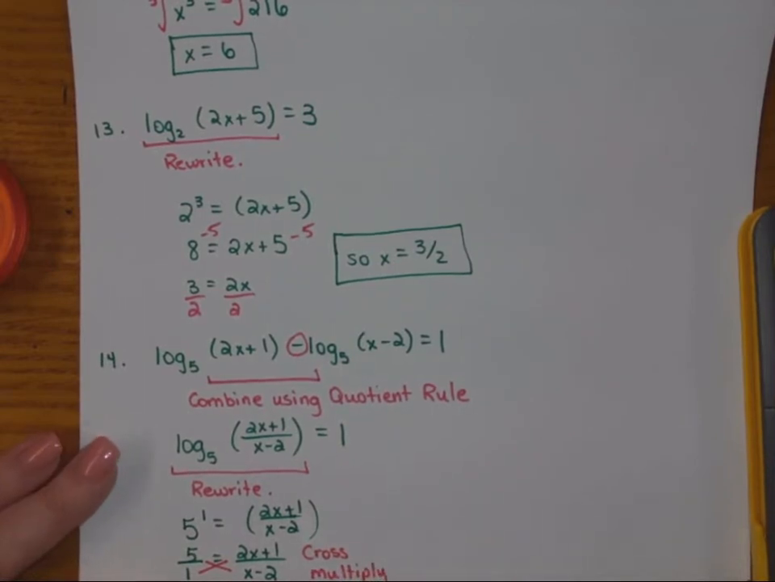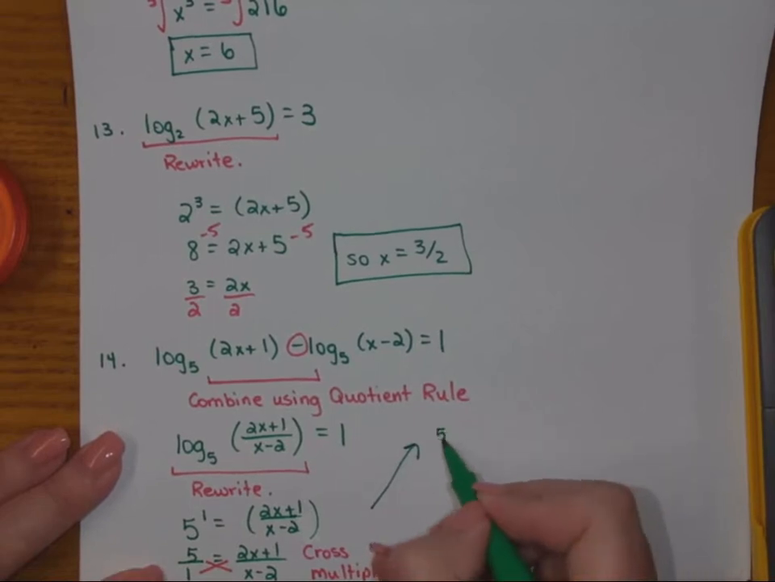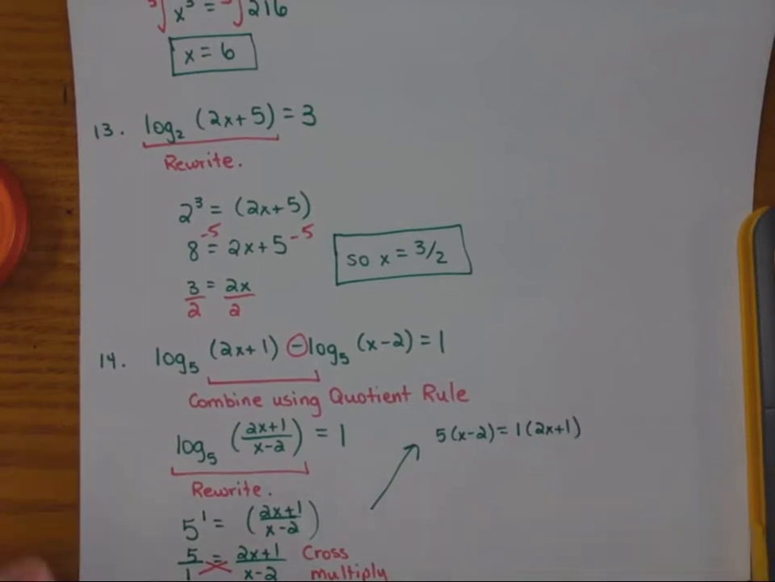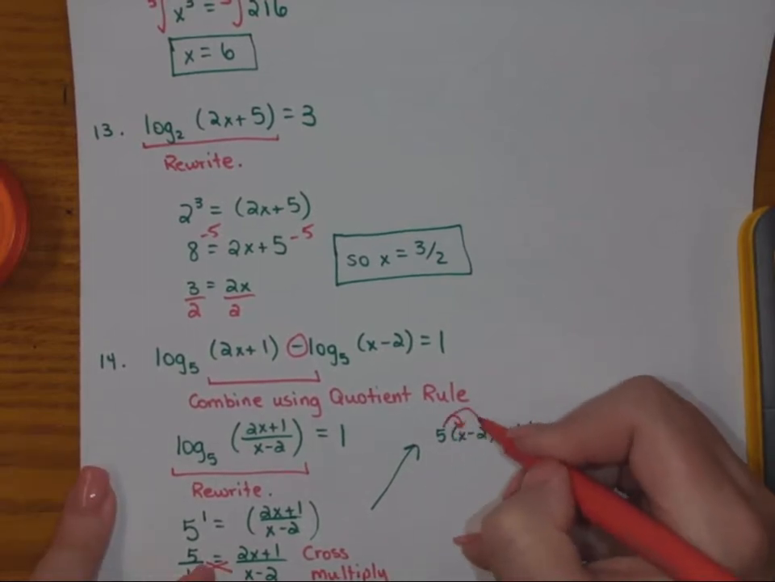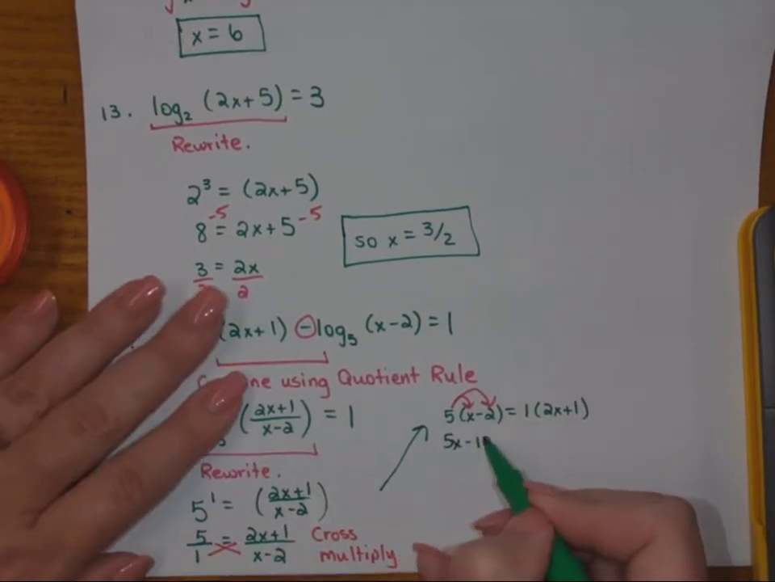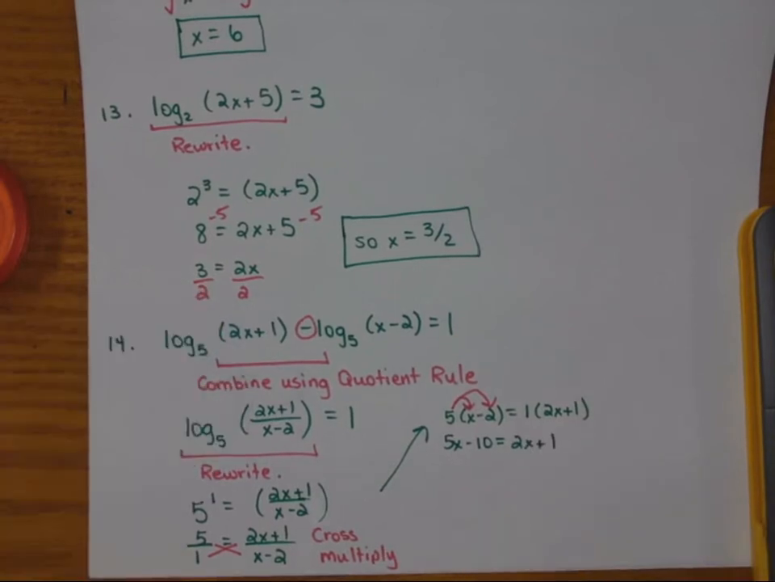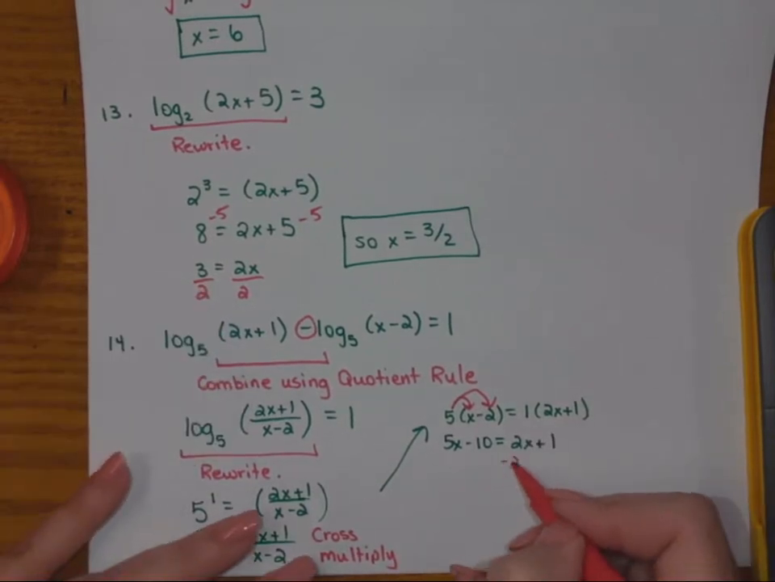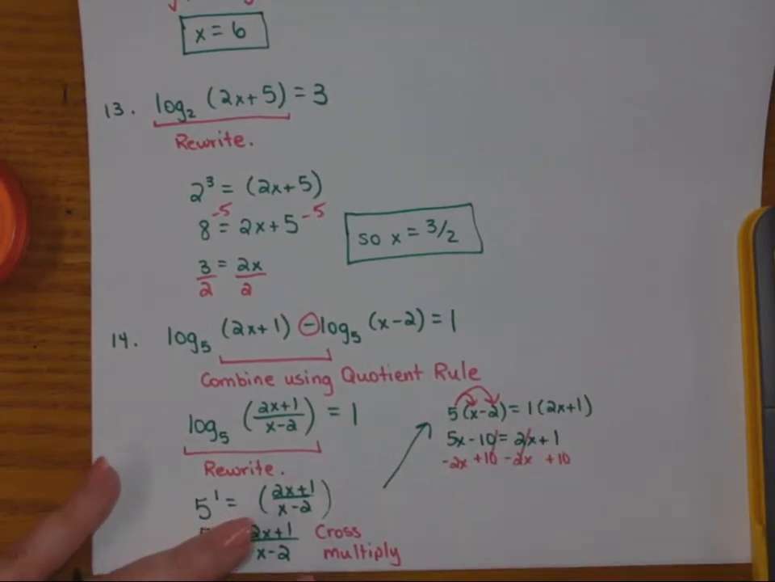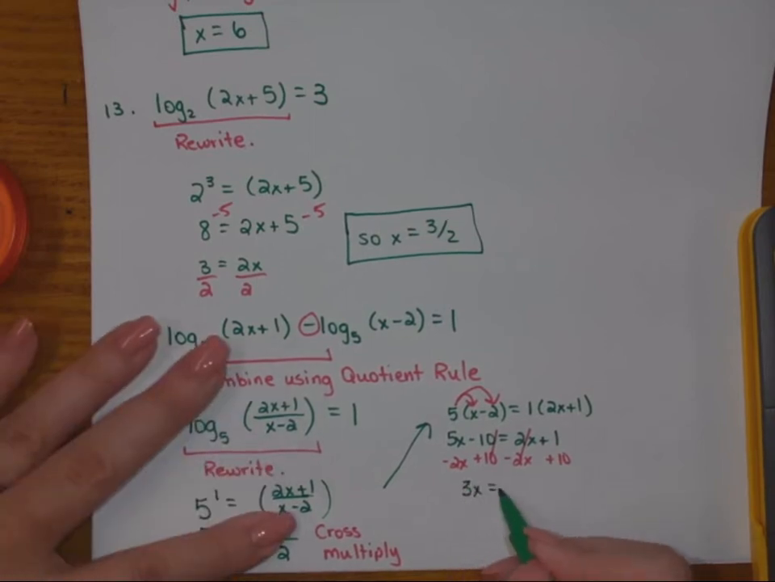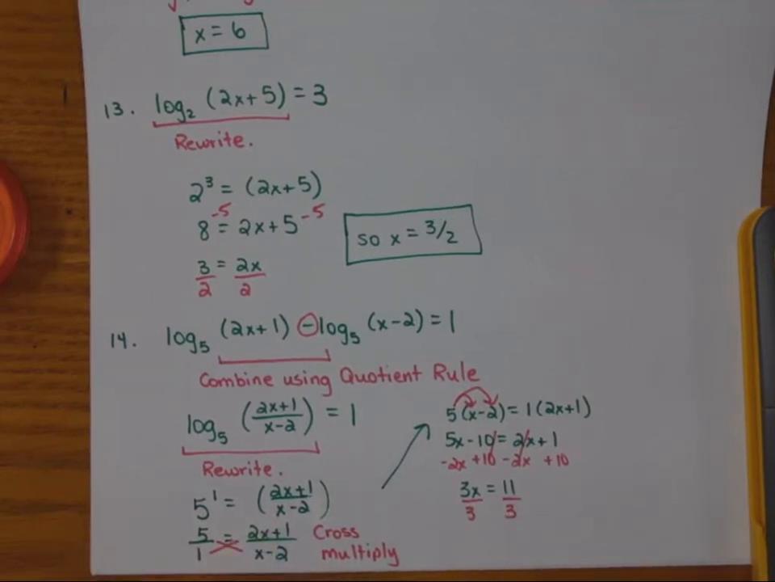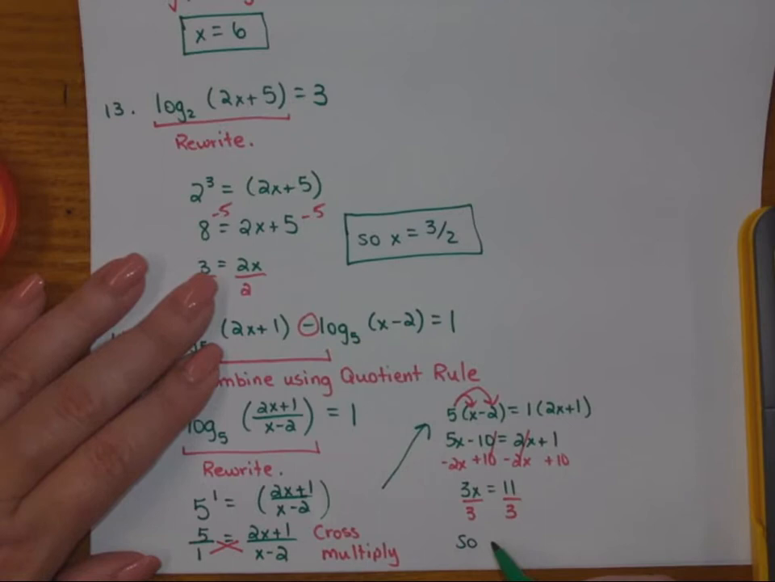So I'm going to move up over here. So basically we're going to do 5 times x minus 2, make sure you use parentheses, equals 1 times 2x plus 1. And then you would use the distributive property here. Notice you don't even need a distributive property there, right? You would get 5x minus 10 equals 2x plus 1. And then start to move terms around. So subtract 2x from this side, add 10 to this side. And you get 3x equals 11. Divide by 3, and you get x equals 11 over 3.